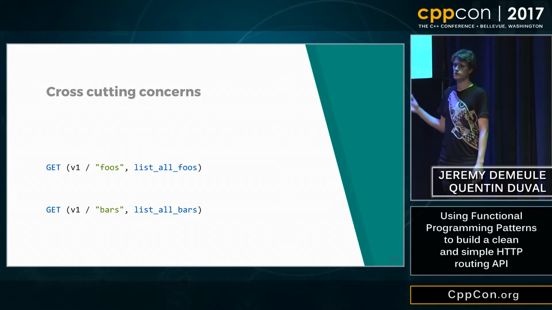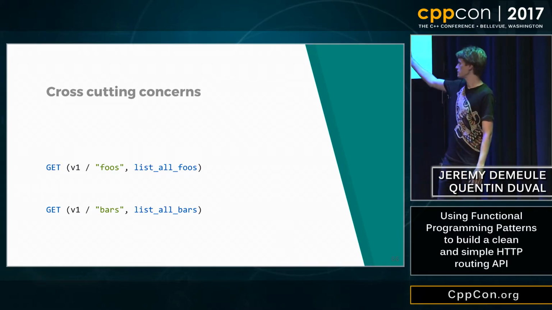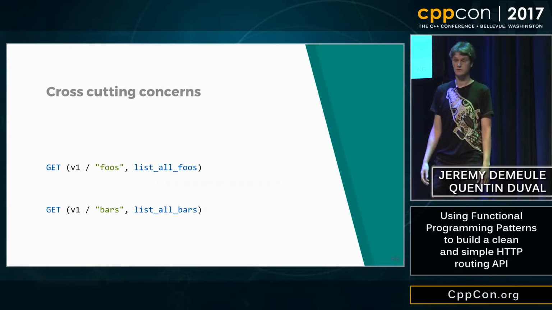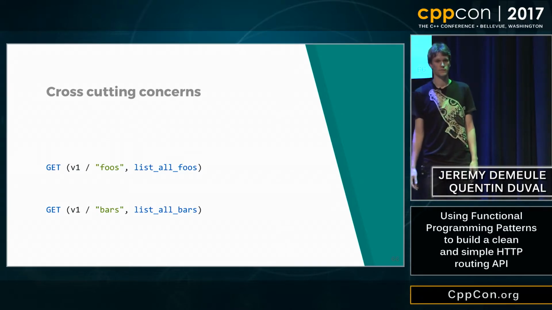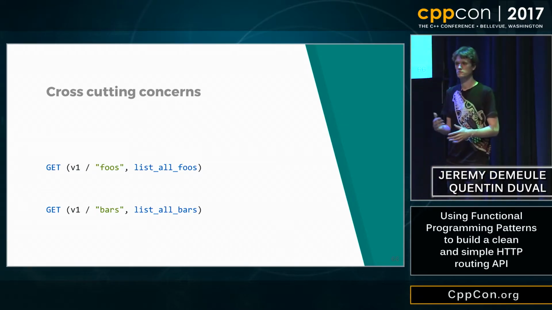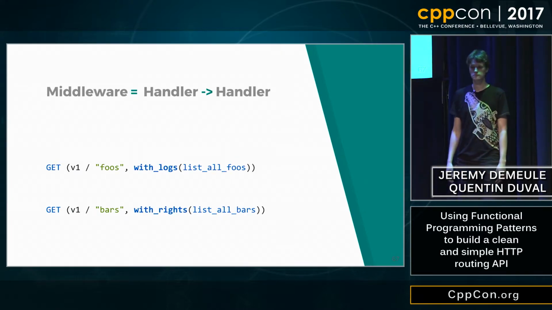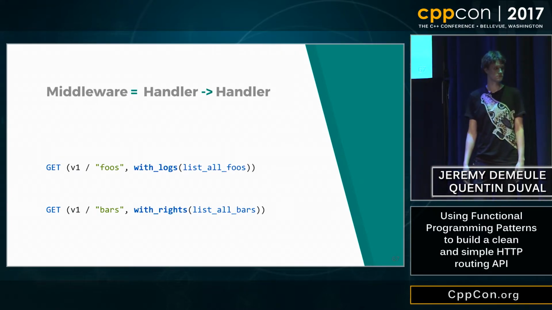And the way we could do this is I could go inside the list all foos function and just add some logs. And I could go into the list all bars function and just add some additional right checks. But it would not be great in terms of design. Indeed, it is possible to do better, or we think we can do better.